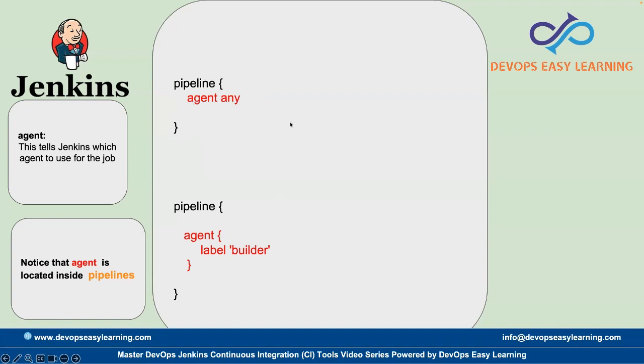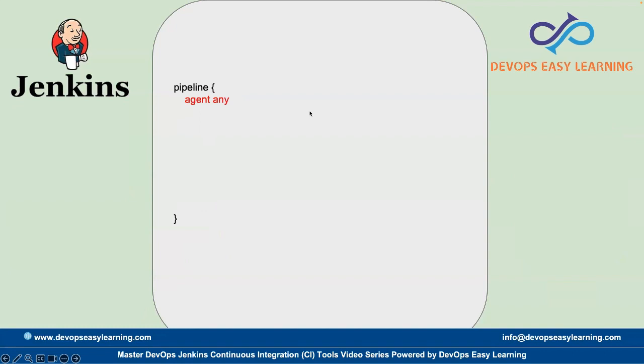I want you to pay attention: the agent is also mandatory. It is mandatory to have an agent. You can either have agent any, you can also have agent none if you want, or you can also have agent label like this. But at least you need to call the agent. It can be any. It can be none.